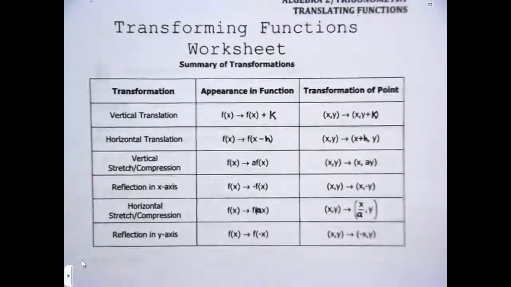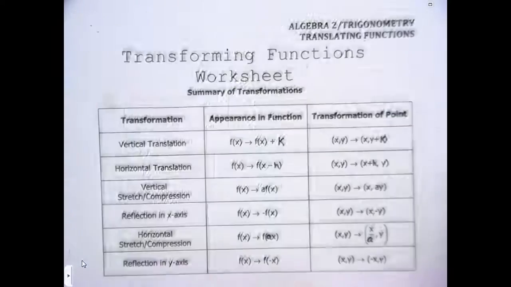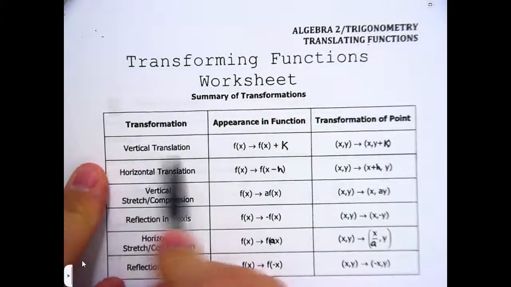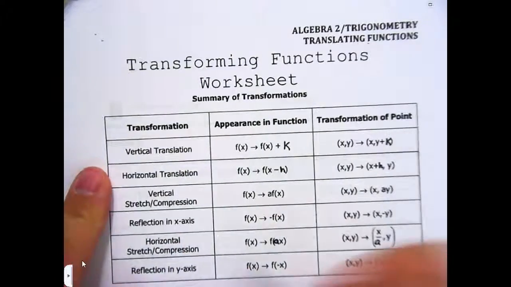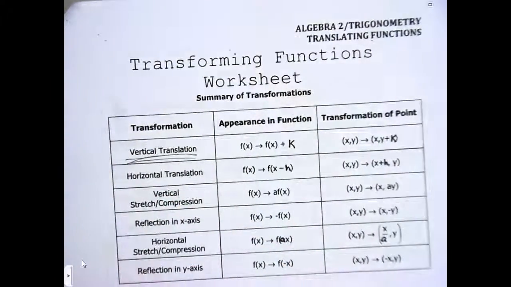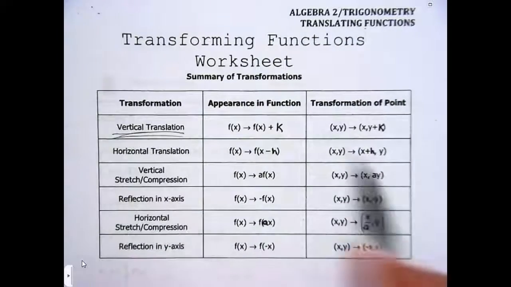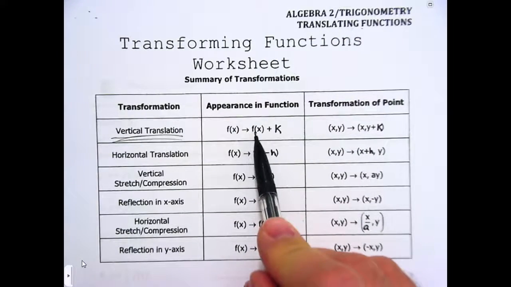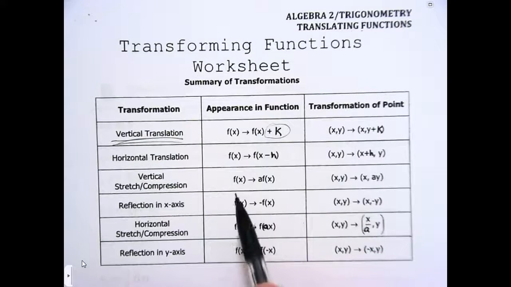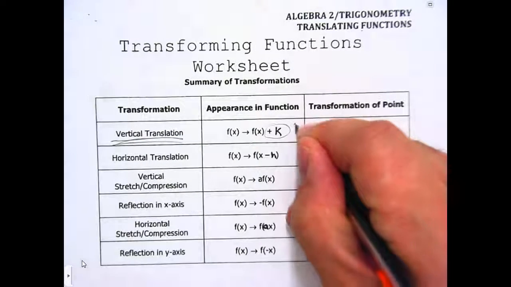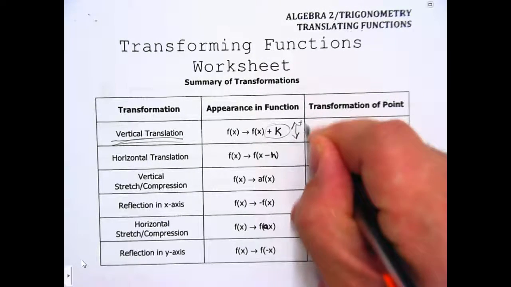All right. So just a really quick review to make sure we're clear. We've talked about vertical translations. Hey, pay attention, please. We've talked about vertical translations. So if I have a function f of x and I add something to the back, it's moving my function up or down. Up positive, down negative.